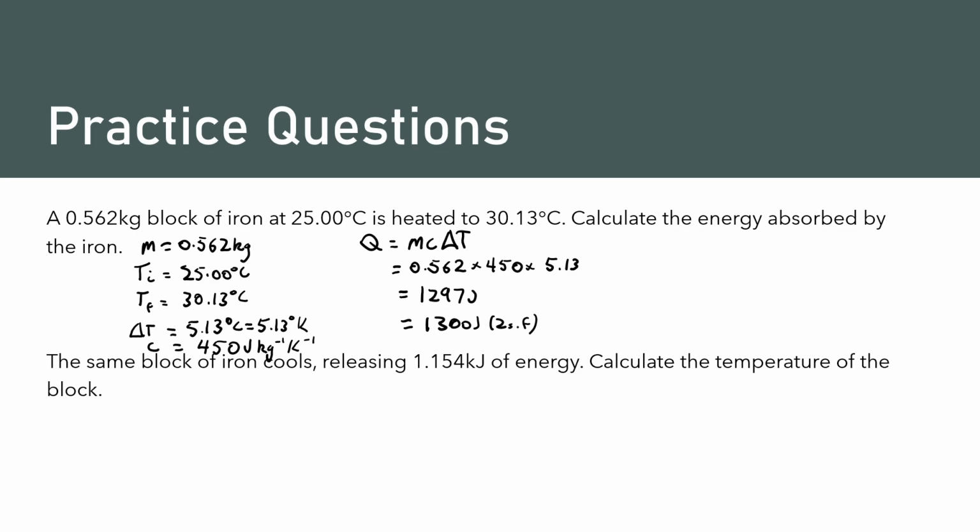In our second question, we're told that the same block of iron cools, releasing 1.154 kilojoules of energy, and that we need to calculate the temperature of the block. First step again is to identify all of our data and construct a data column.